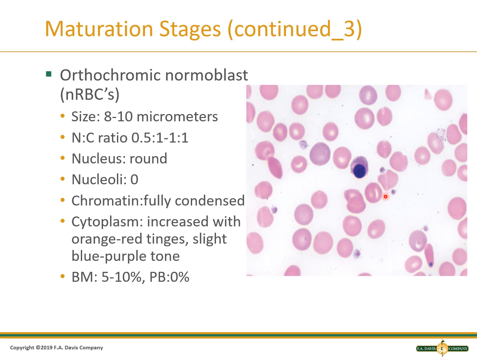This is the last stage before we lose that nucleus, and it looks like a fully mature red blood cell. Again, in the bone marrow, these are going to be 5 to 10%. In the peripheral blood, what you see in the hematology department, these are typically not normal unless you're dealing with a newborn or the patient has some sort of disease state that is triggering these to be released into the peripheral blood.